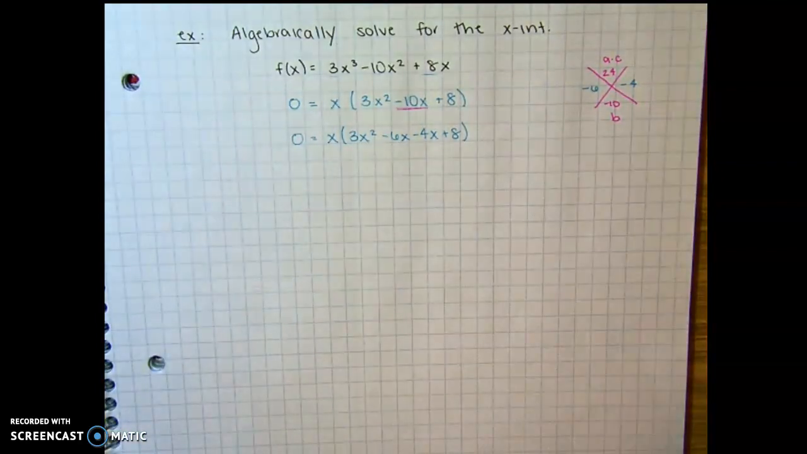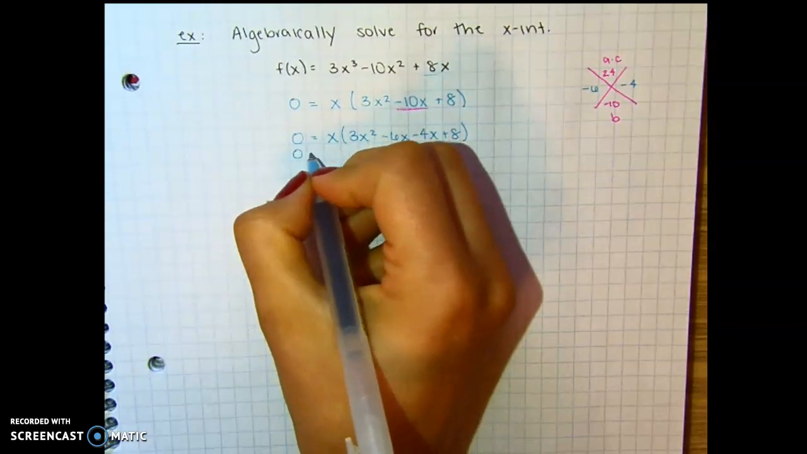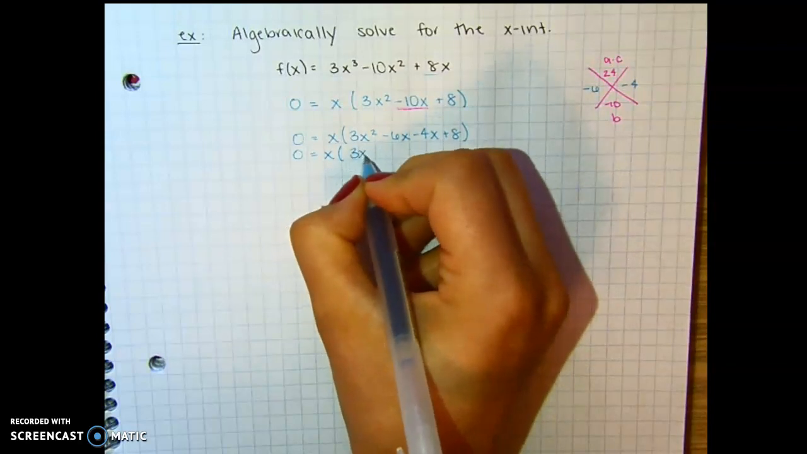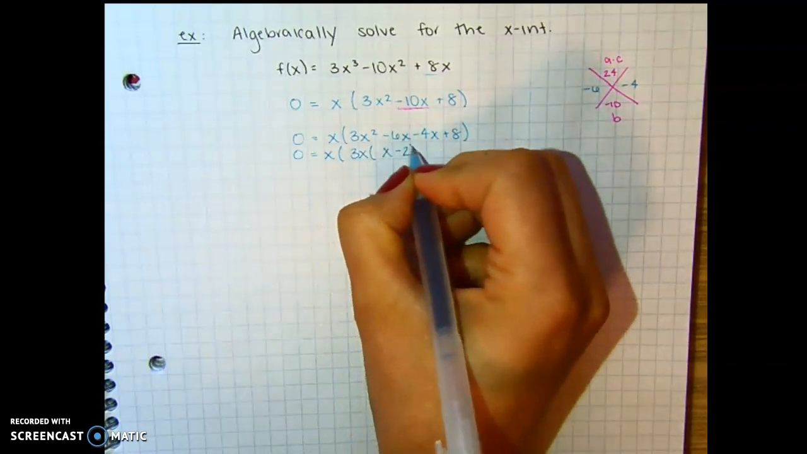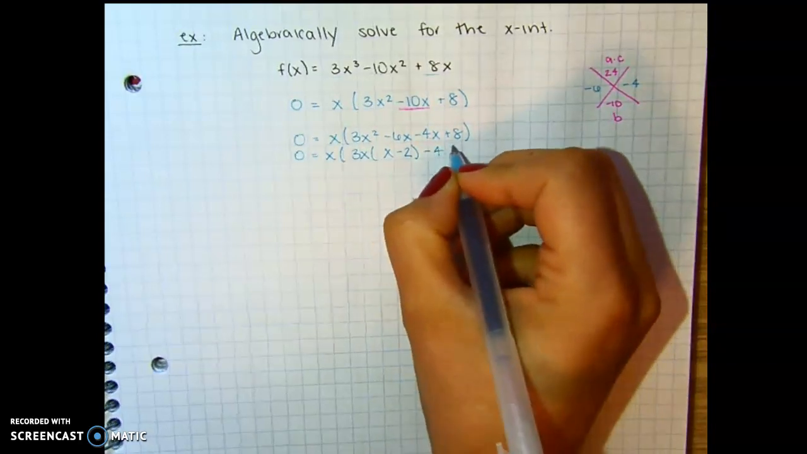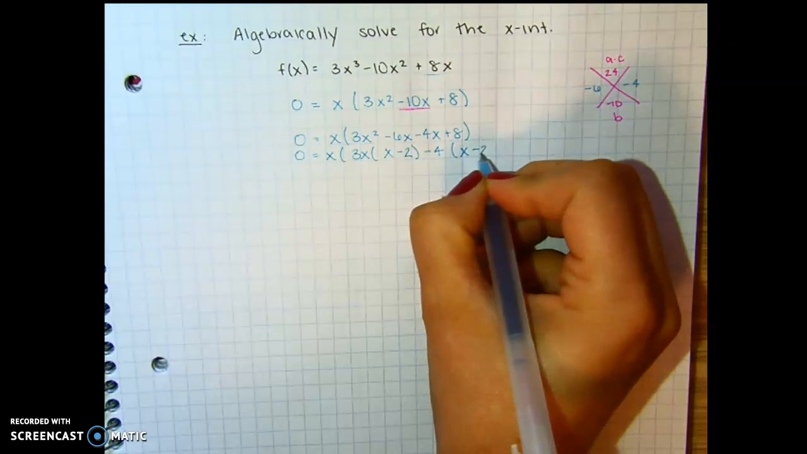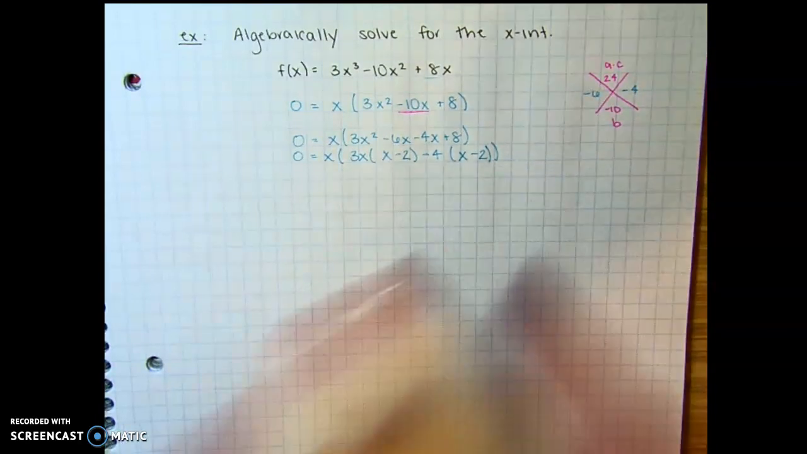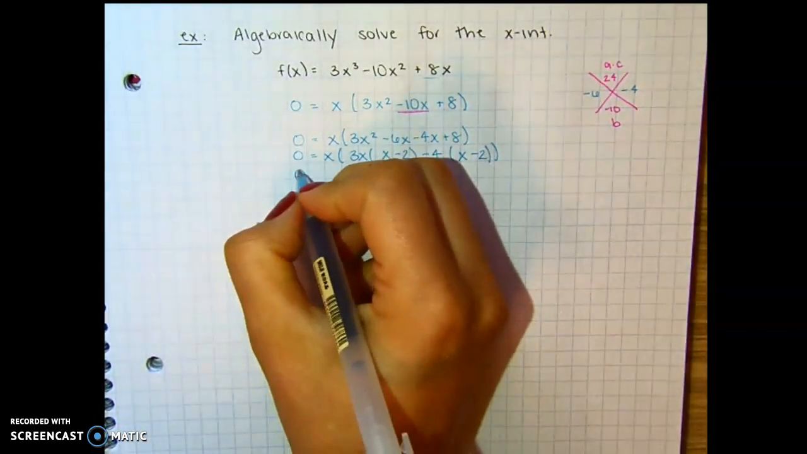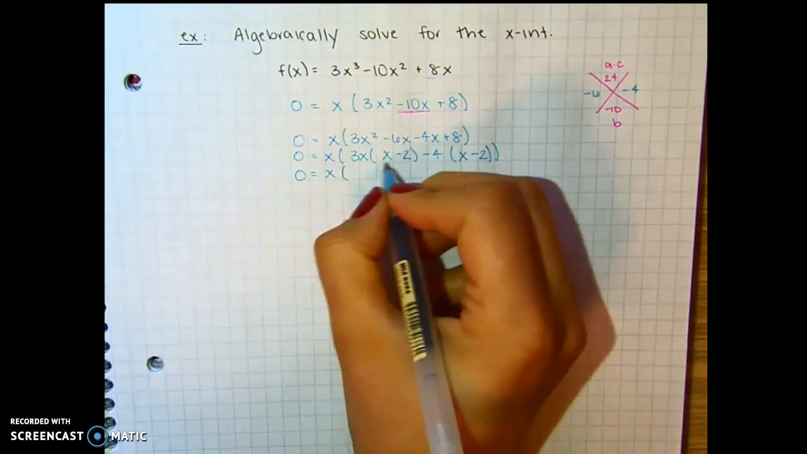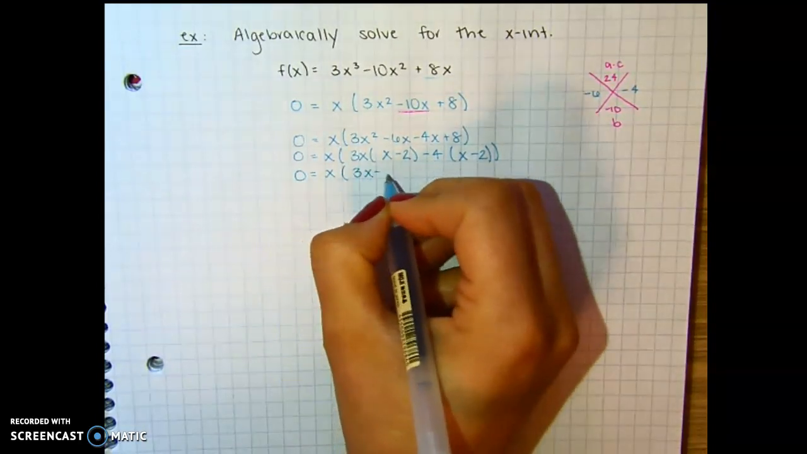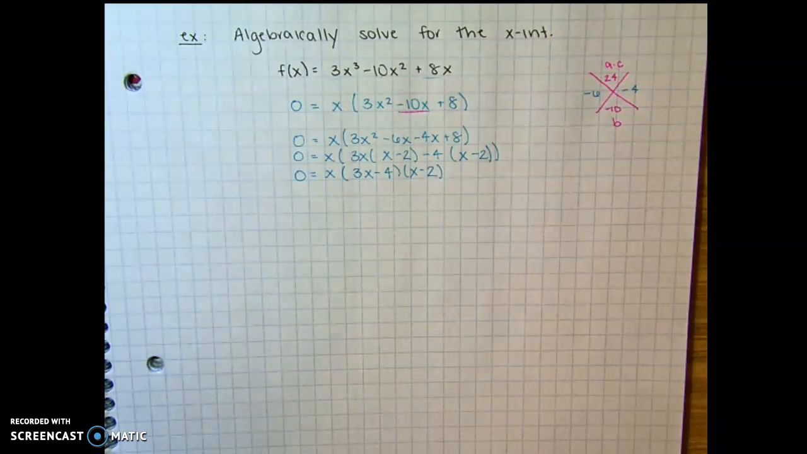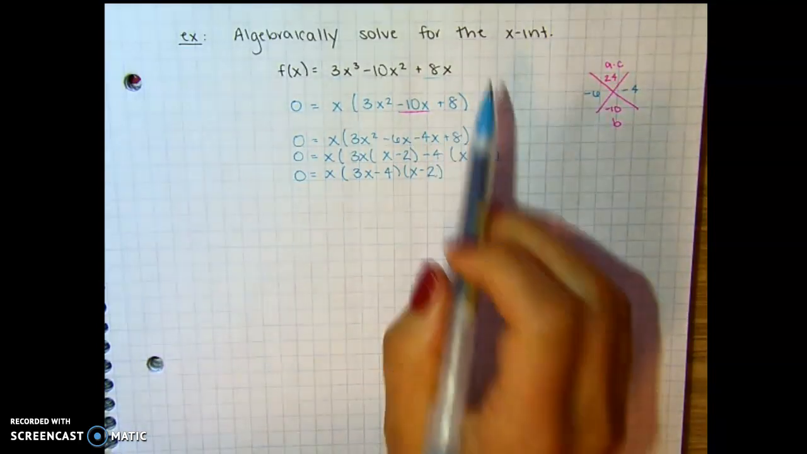And then this is where we factor by grouping. I'm going to factor the greatest common factor of this first group, which is 3x, and I'm left with x minus 2. The greatest common factor here is minus 4, so I'm left with x minus 2 again. Don't forget your second parentheses, because this whole thing is in parentheses. Then I am left with 0 equals x times 3x minus 4 and x minus 2. And we are almost done because we still need to solve for the x-intercept.